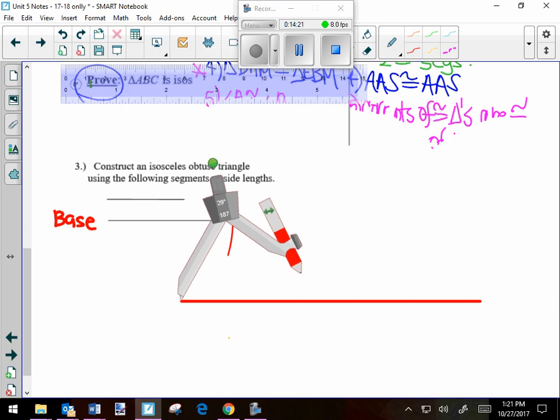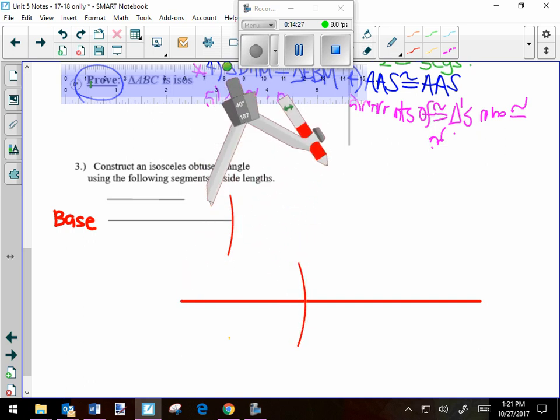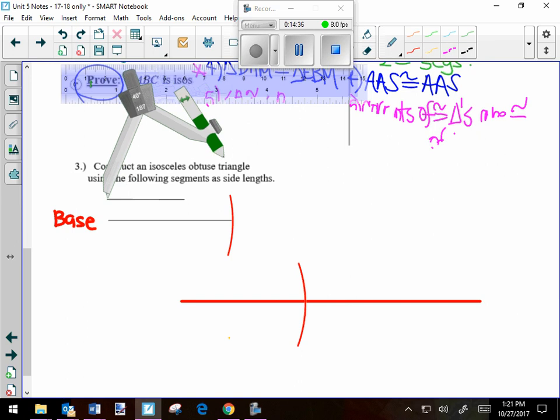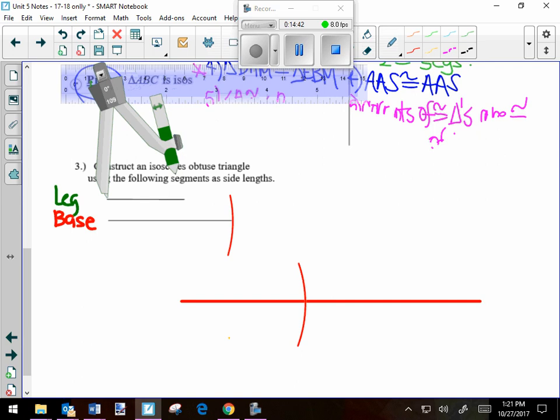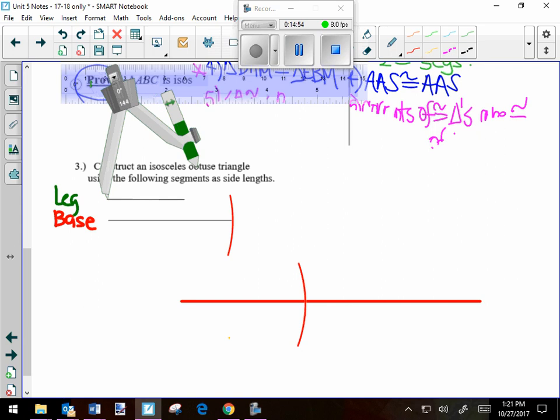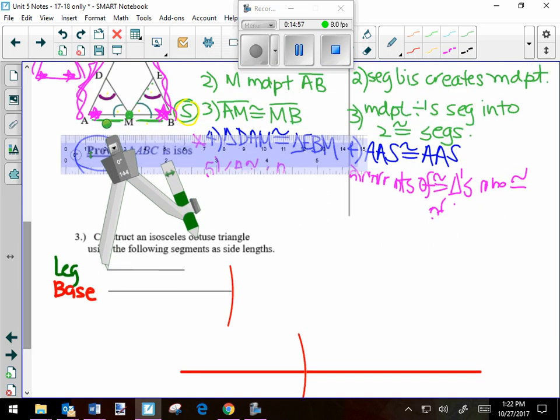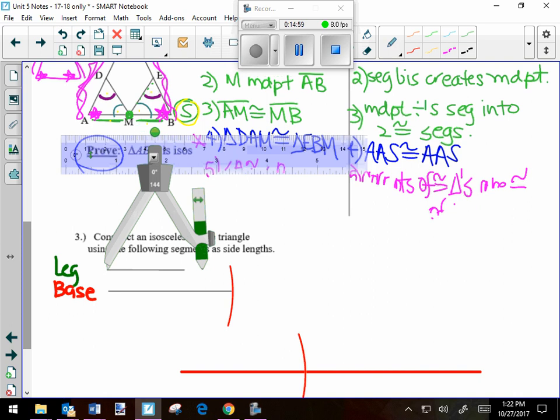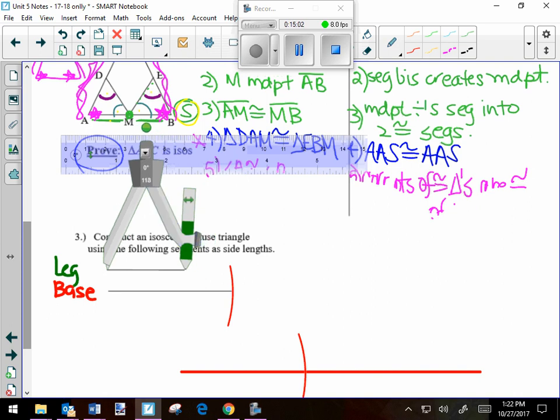My compass is a little fussy here. I can't get it right at the end. That'll have to be close enough. Okay, so here I've got a segment that's marked off the same length. And then I want to go back, and this time I'm going to measure how long the smaller one is. And remember, the smaller one I'm using is both the legs. So I'm going to mark off how big this one is, and this one is obviously much shorter. These are going to be the two legs.